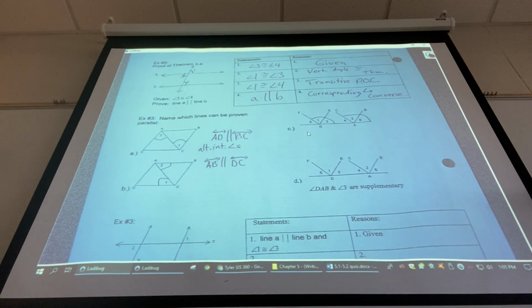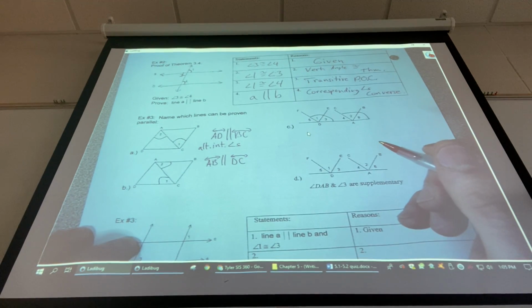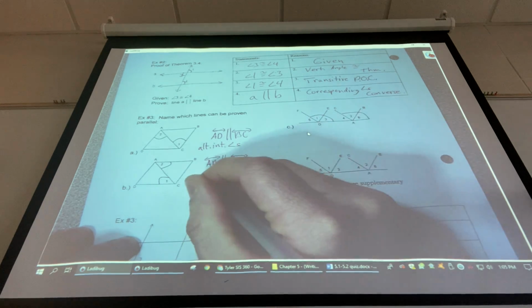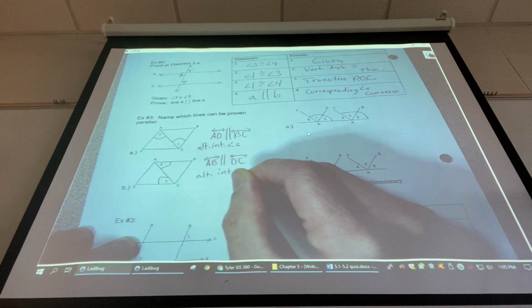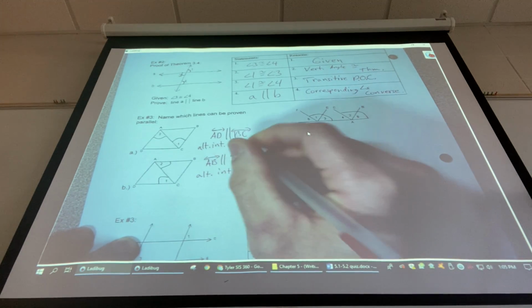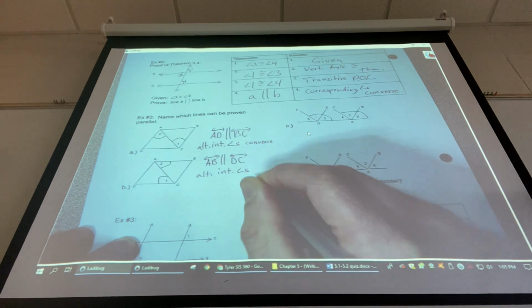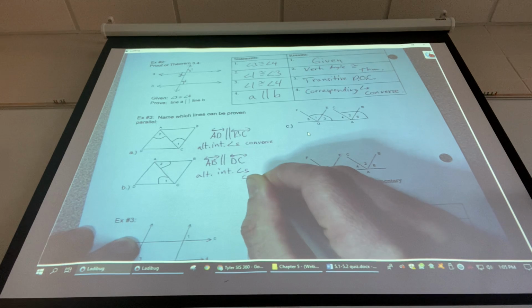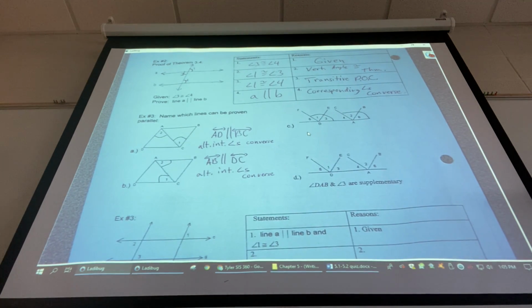What's our justification? Vertical angles. Alternate interior angles. Oh, and I guess it's actually alternate interior angles what? Converse. Yeah, I should probably add that. That's what we do when they're not parallel, because we're actually showing them parallel rather than starting with them parallel.